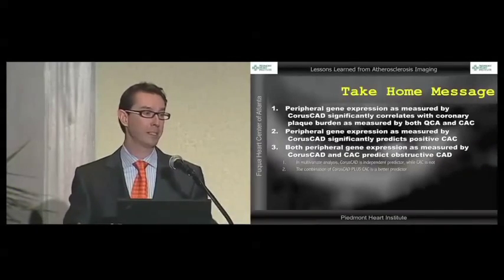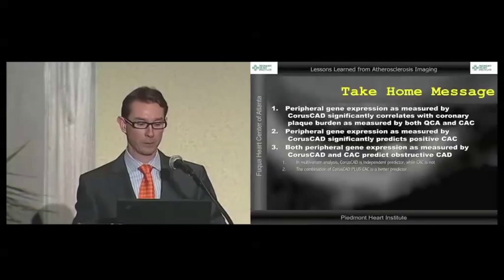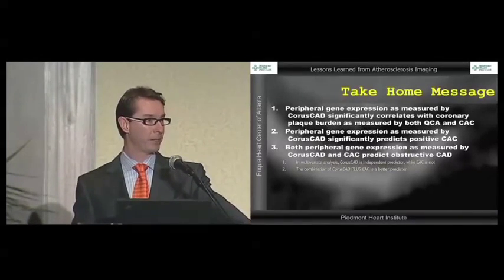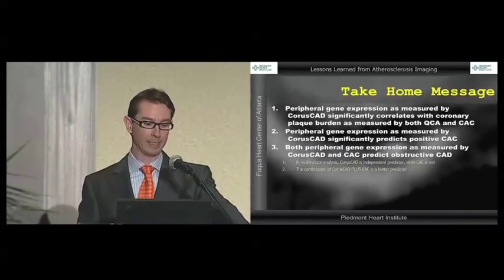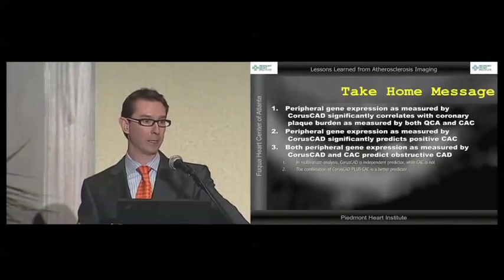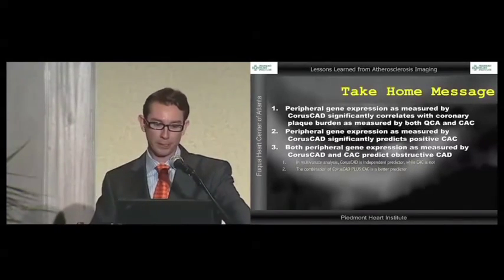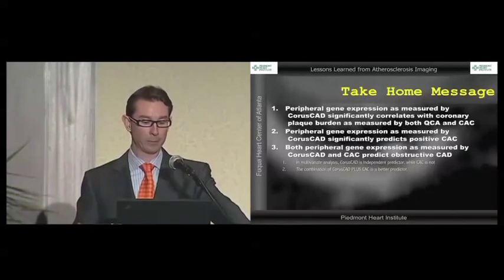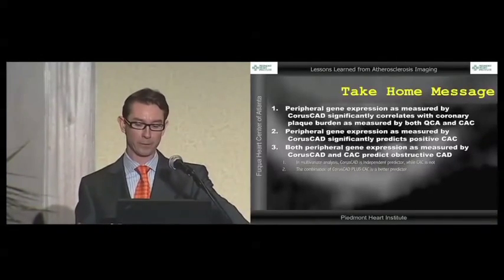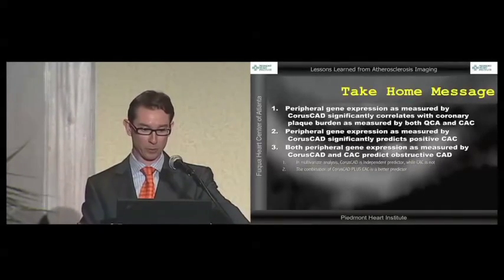First is that peripheral gene expression as measured by this test actually significantly correlates with coronary plaque burden, both as measured by QCA-derived measurements as well as calcium scoring. Secondly, this test actually significantly predicts the presence of a positive calcium score. And thirdly, that this peripheral test actually can predict not only calcification but even, of course, obstructive disease. And in a multivariate analysis, actually, the test was independent while the calcium score was not.